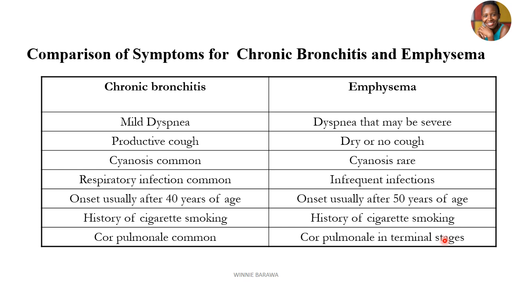Some are similar, some are different or in contrast, and therefore you just need to understand cyanosis, cough, dyspnea, infection frequency, age of onset, history of cigarette smoking, and the complications of cor pulmonale. So this is the side of bronchitis, and this is the side of emphysema. So in all this, you can basically observe how these diseases progress in regards to symptom management and progress.